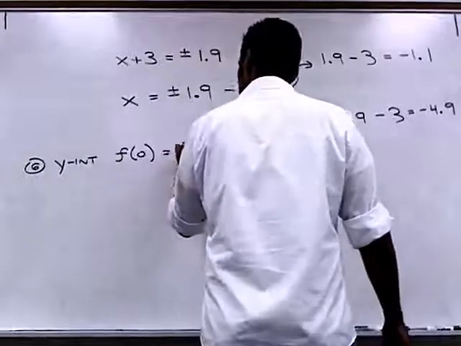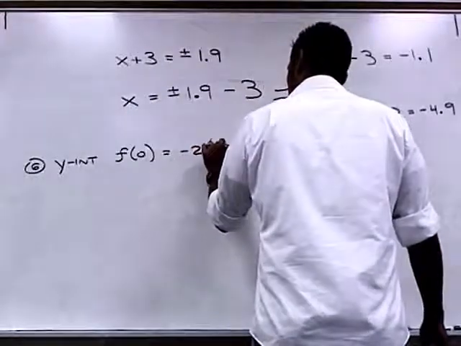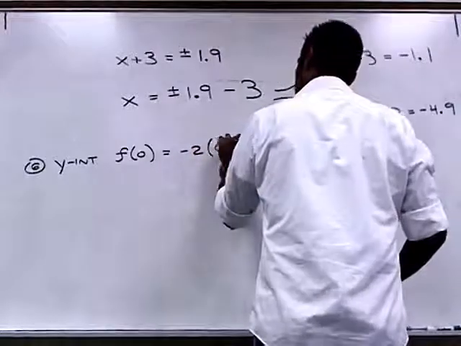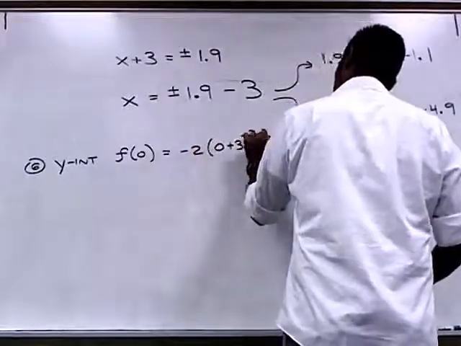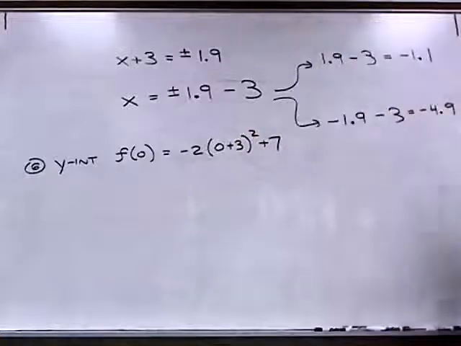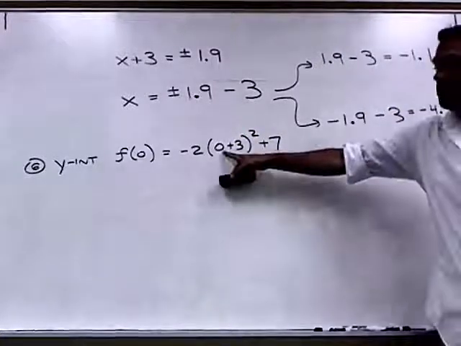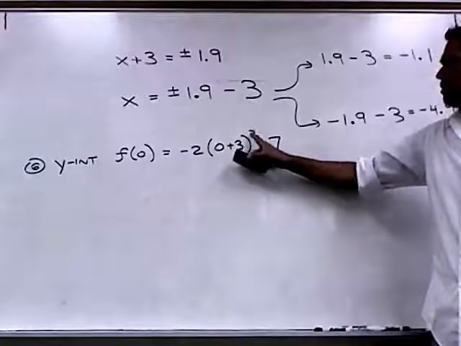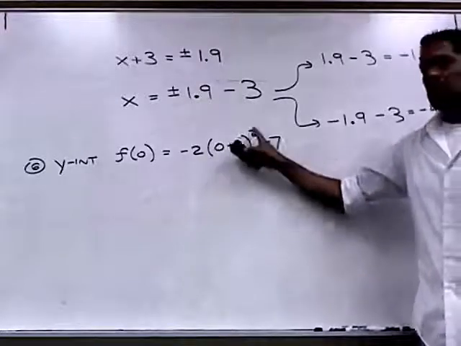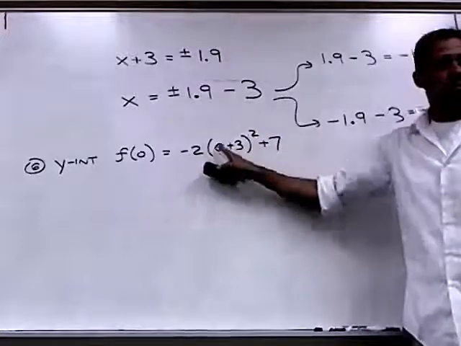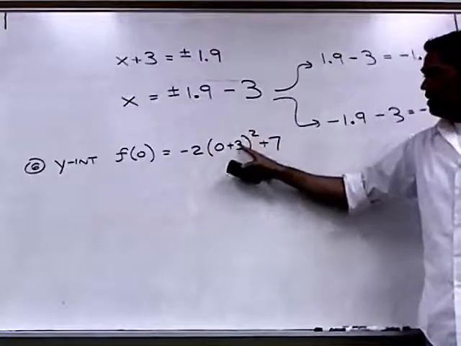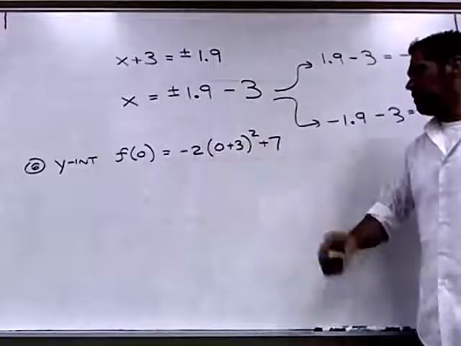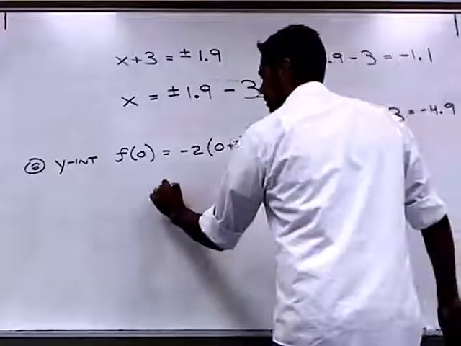So we had negative 2 times x plus 3 squared plus 7, so it's 0 plus 3 squared plus 7, right? I'm replacing x with 0. What's 0 plus 3? 3. Square it. 9. You square that first, right? You don't do this multiplication first. You square that first. 9 times negative 2 is negative 18, plus 7 is negative 11.